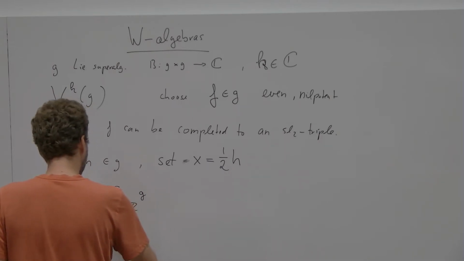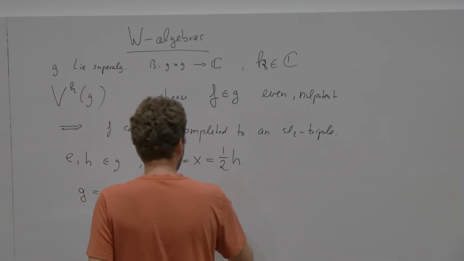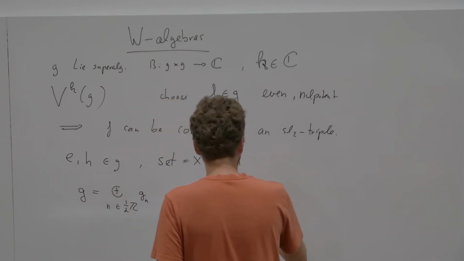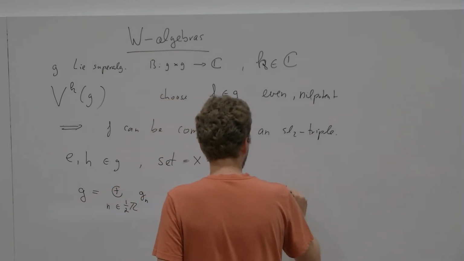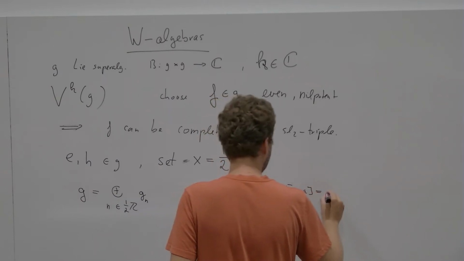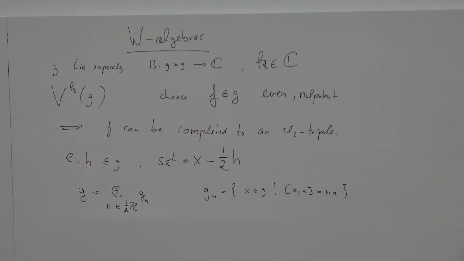Just notice that this K is not a good notation. So here, this Gn is the subspace, the eigenspace of eigenvalue n under the action of X.